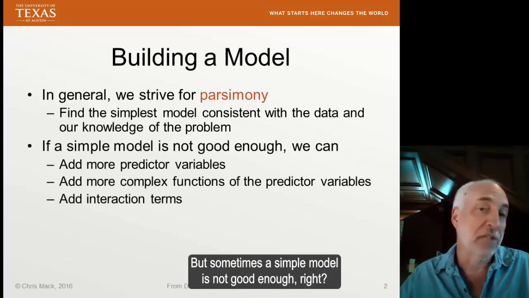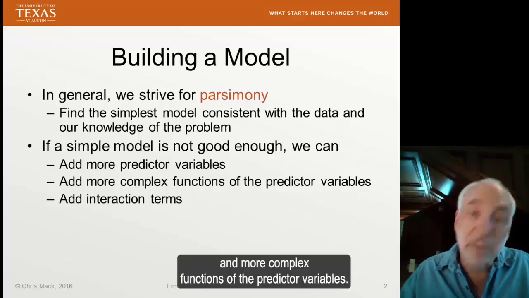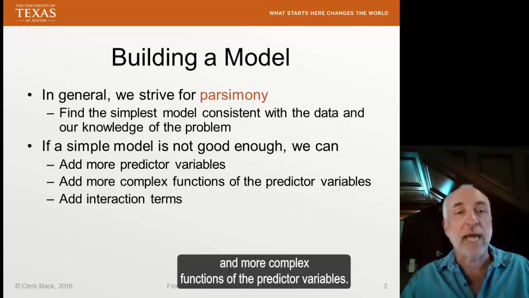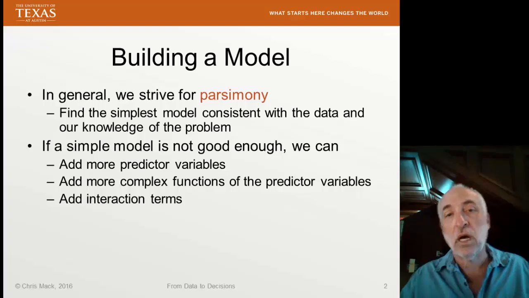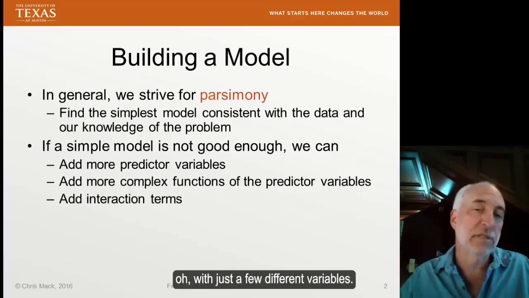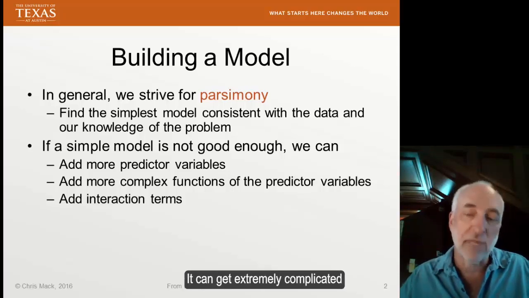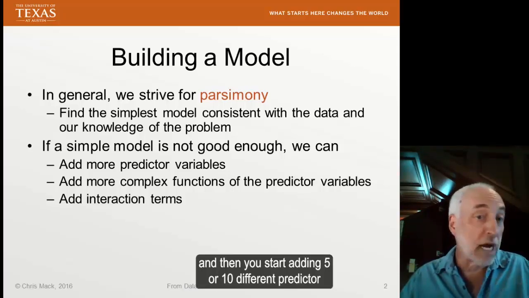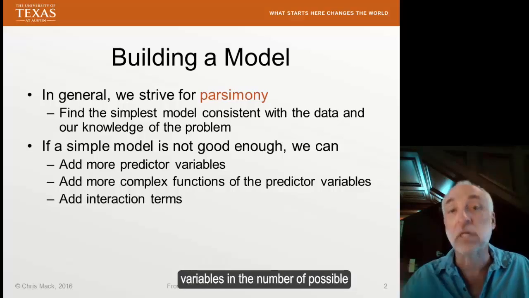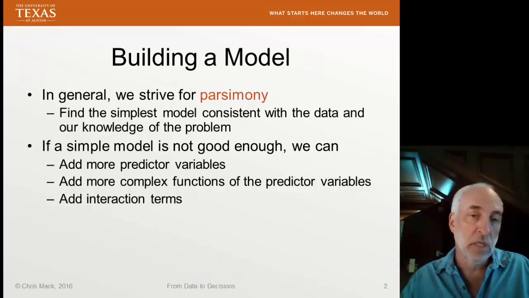But sometimes a simple model is not good enough, right? So we add more predictor variables, we add more complex functions of the predictor variables, we add interaction terms, so that model can become, with just a few different variables, extremely complicated. And then you start adding 5 or 10 different predictor variables, and the number of possible combinations is tremendous.